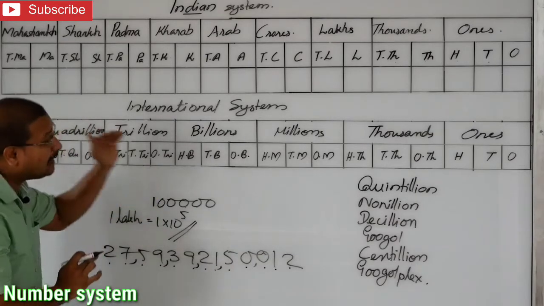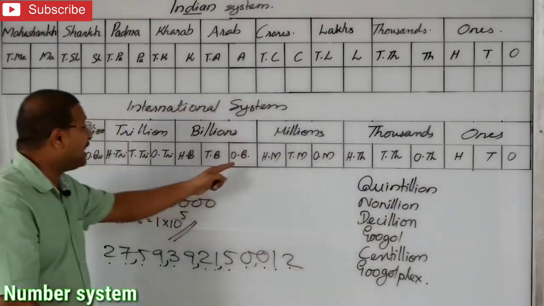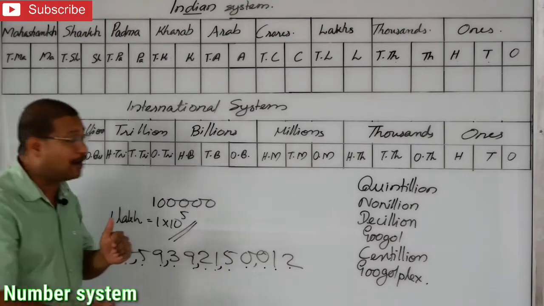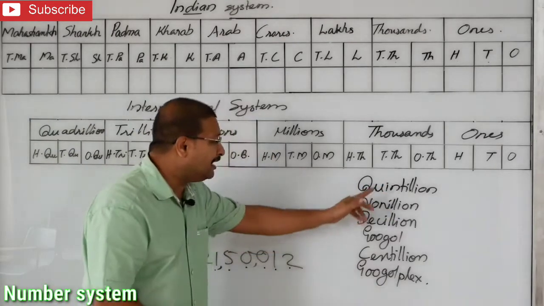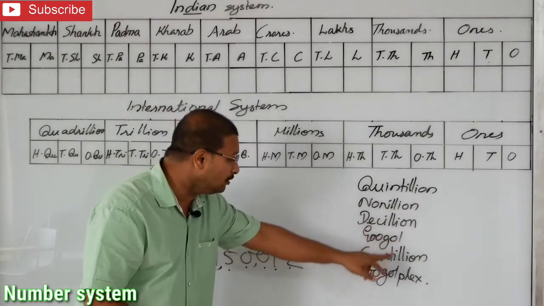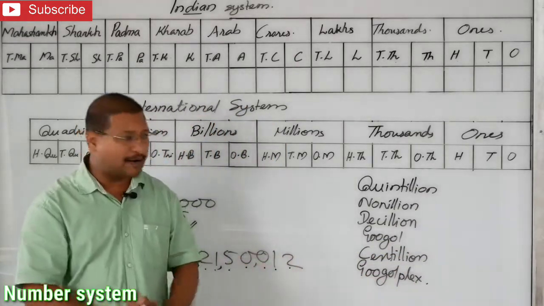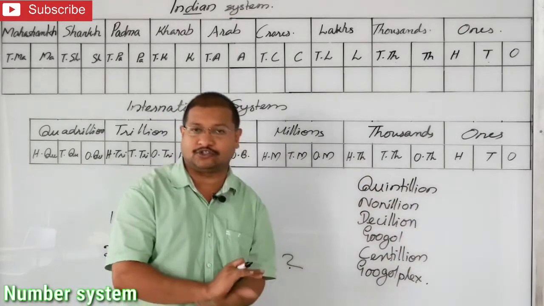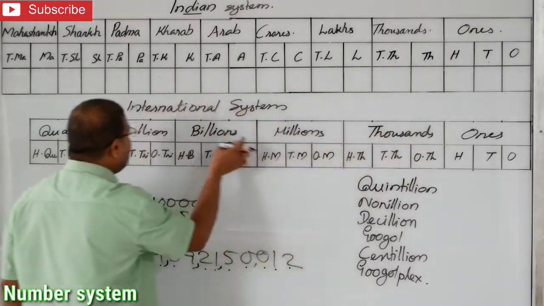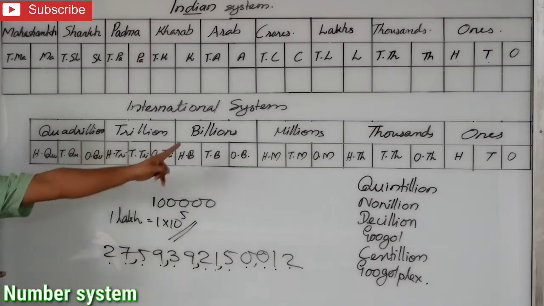When you come to international system, of course here ones, thousands, million, billion, trillion, quadrillion. After quadrillion, if you want to know, quintillion, nonillion, after that decillion, googol, centillion, googolplex. This way we have to read. But normally these things we are not using actually. Of course we have to know ones, thousands, million, billion, trillion, quadrillion maximum. After that if you want, you have to go through that.